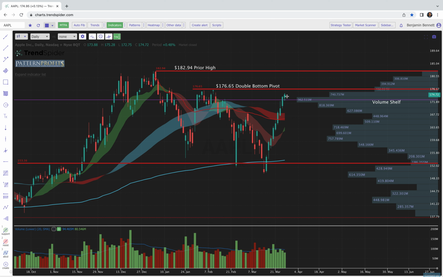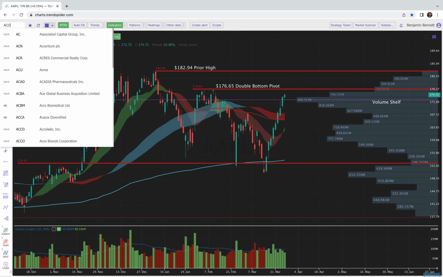This would look a lot better if it put in a little handle, went sideways, consolidated this big move. Just don't know if that's going to happen. But if it did go sideways, allow 1020 cloud, which just went green, allow that to catch up and then push through the pivot. That would be ideal, but we don't always get what we want. 182.94, the prior high and the all-time high above, to be aware of if it does push through 176.65. That's Apple.